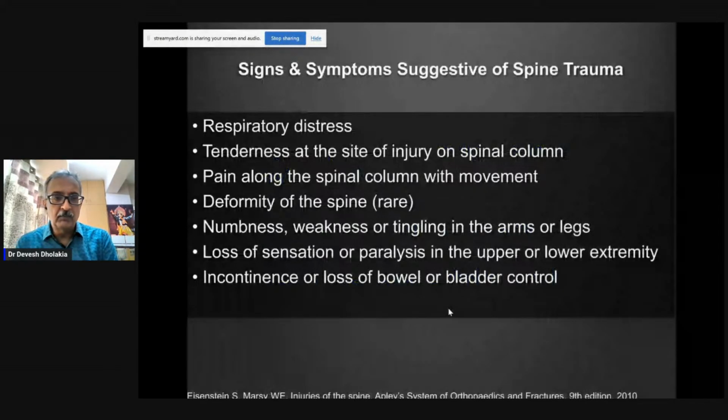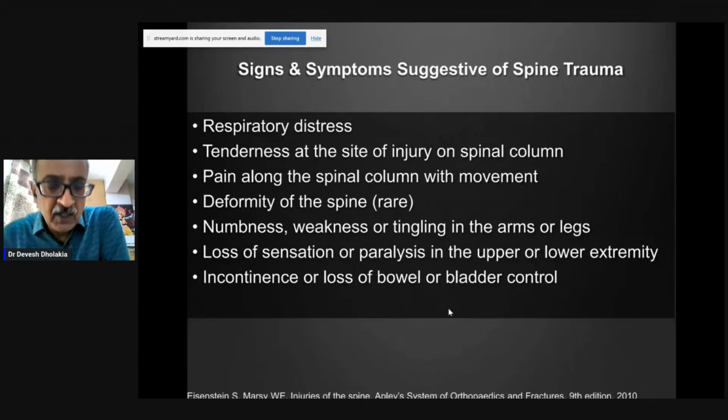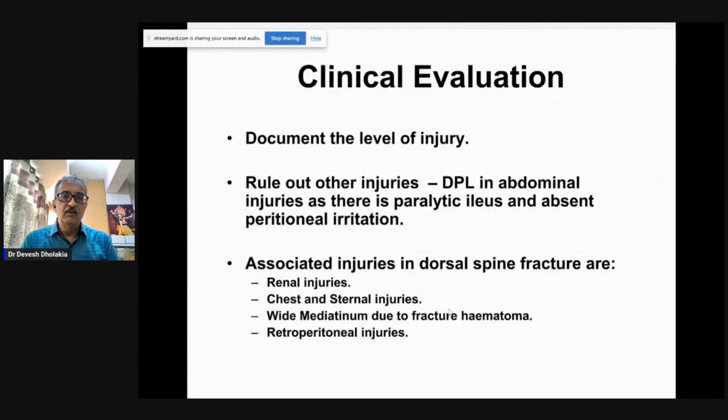Signs and symptoms of spinal trauma are respiratory distress, tenderness along the spinal column, pain in the spinal column with movement, numbness or weakness or tingling in the arms or legs, loss of sensation or power in the upper or lower extremities, or blood above involvement. In all these cases, there may be injury to the spinal column and it has to be ruled out by further investigations. So you document the level of the injury, rule out associated injuries along with the spinal injuries, like renal injuries, chest or sternal injuries, or retroperitoneal injuries.